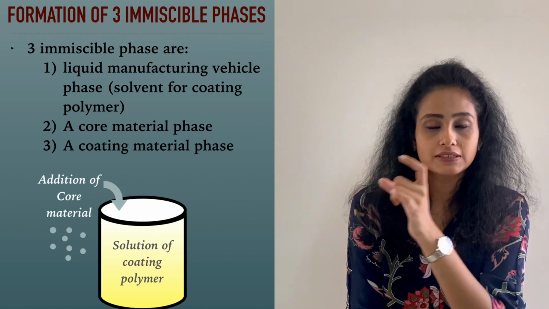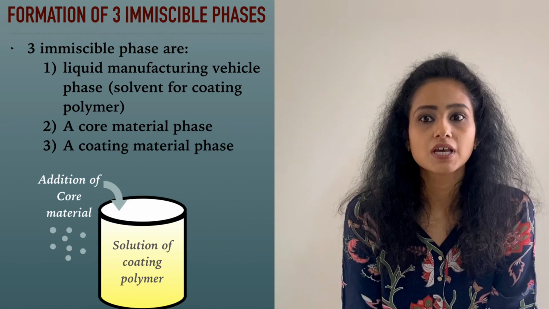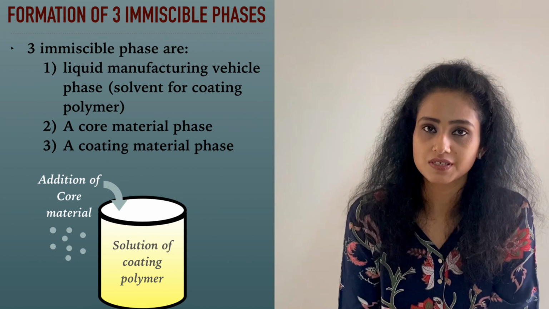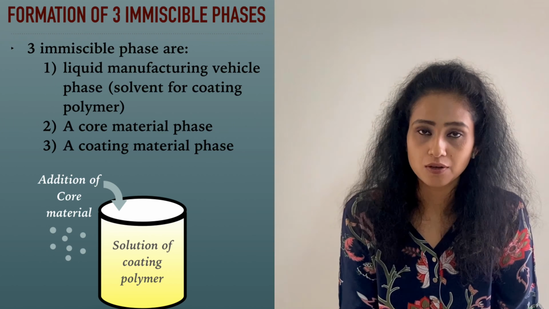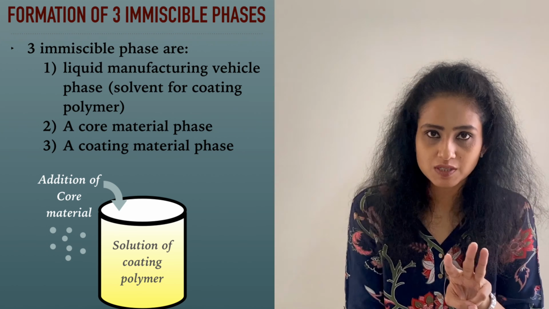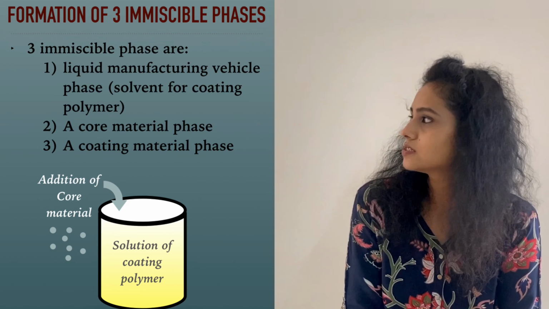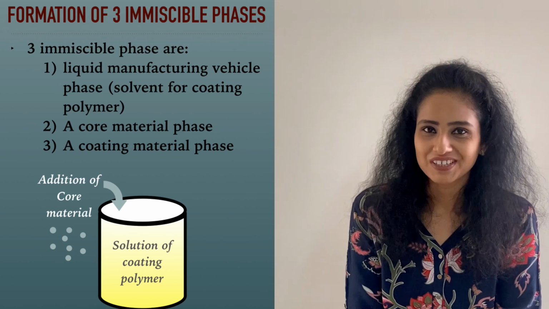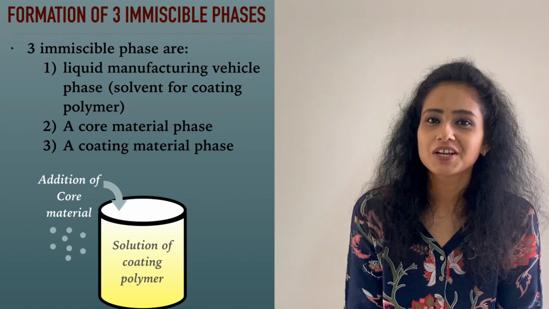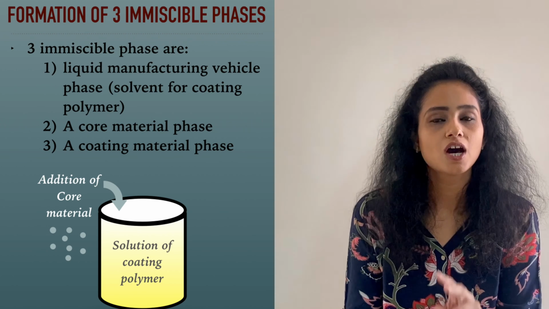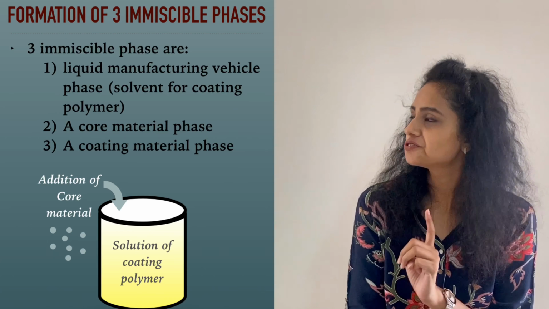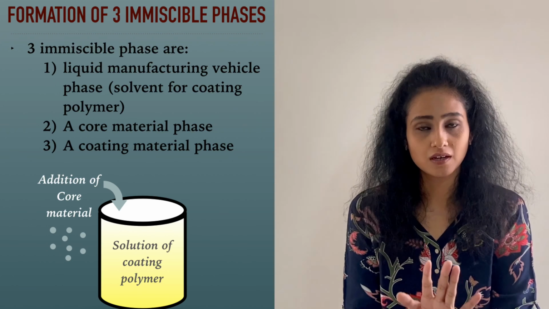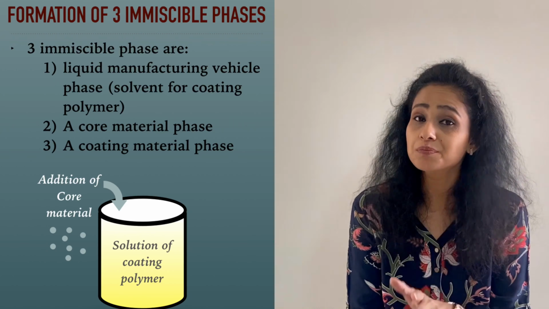Now let's start with the formation of 3 immiscible phases. Which 3 immiscible phases, that we need to understand. First, which I have written, is the liquid manufacturing vehicle phase. A bit complicated, right? First is the liquid manufacturing vehicle phase, the second is the core material phase, and the third is the coating material phase. These 3 are the 3 immiscible phases.